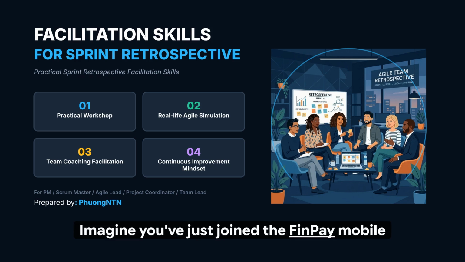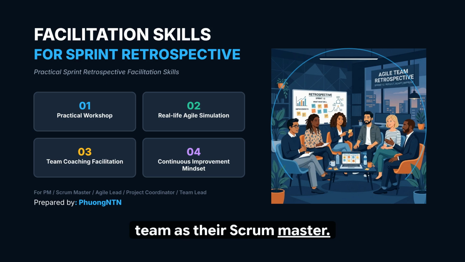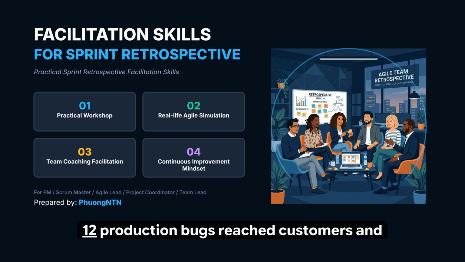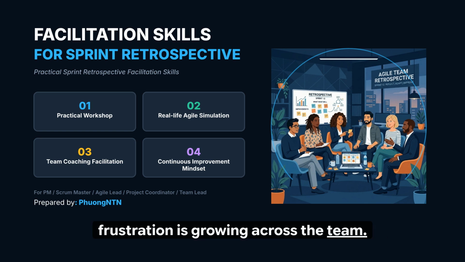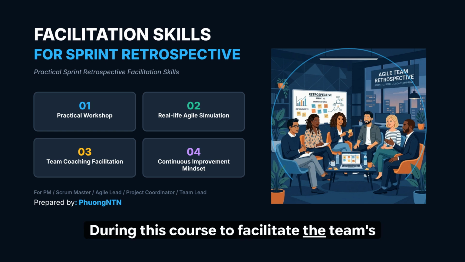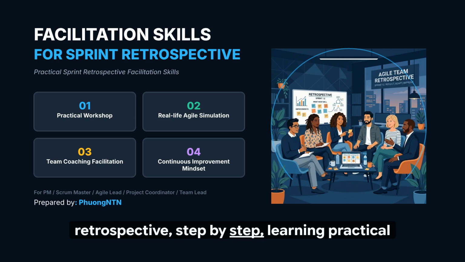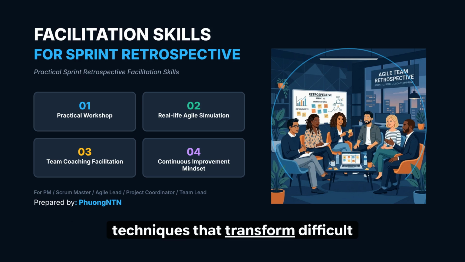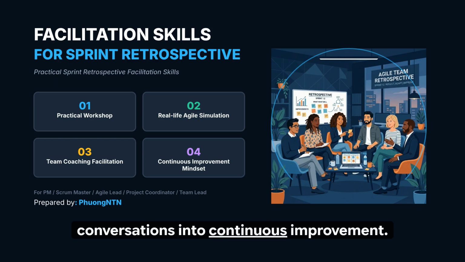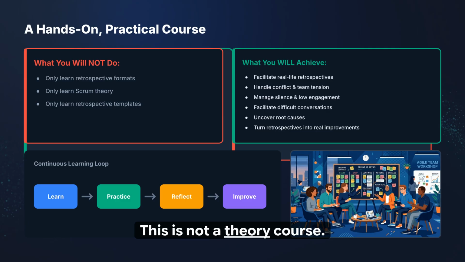Imagine you've just joined the FinPay mobile team as their Scrum Master. The last sprint missed its goal, 12 production bugs reached customers, and frustration is growing across the team. During this course, you'll facilitate the team's retrospective, step by step, learning practical techniques that transform difficult conversations into continuous improvement. This is not a theory course.